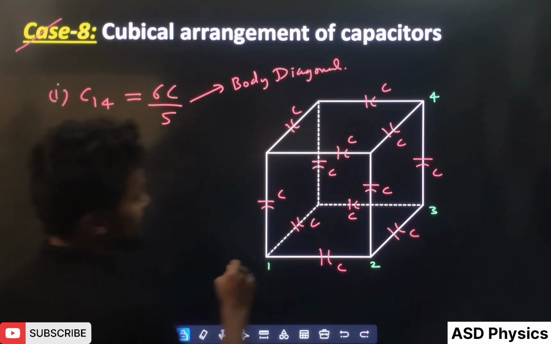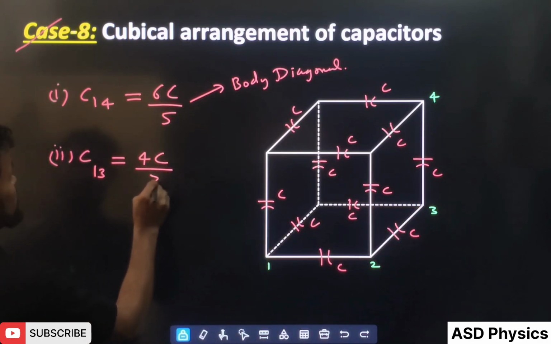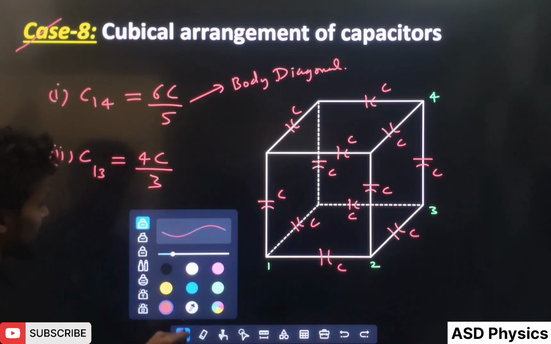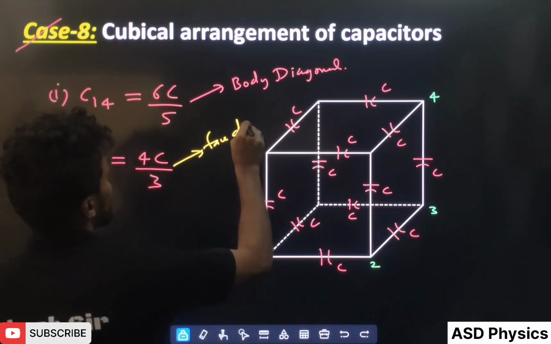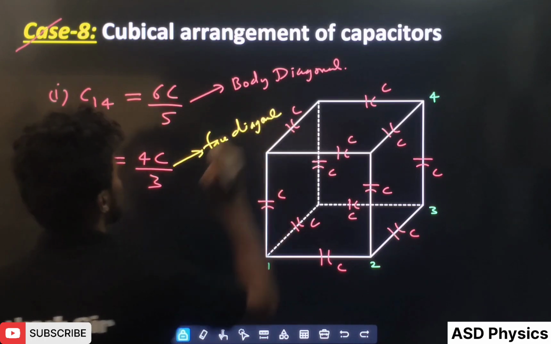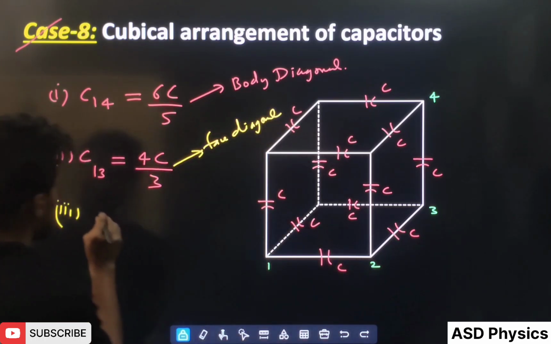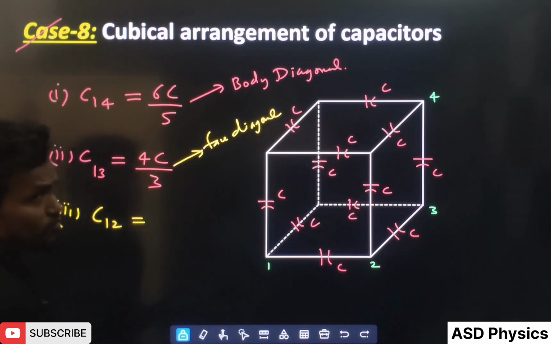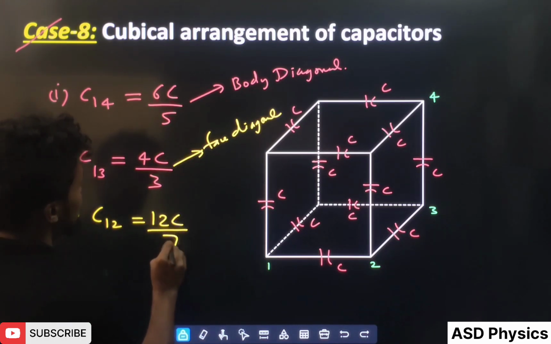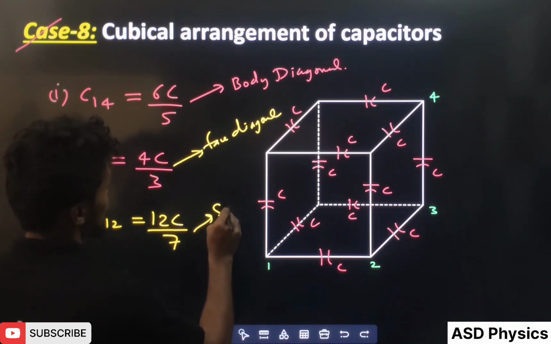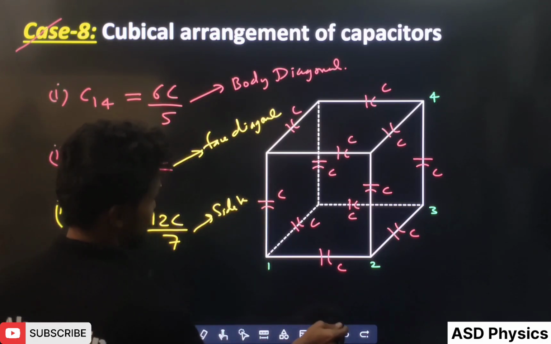Next one students, here if I take 1 to 3, in this situation it will be 4c by 3. And this is the face diagonal. Third one, if in case I take it sidewise, in this situation, remember that this will become here 12c by 7. Which one? Sidewise.